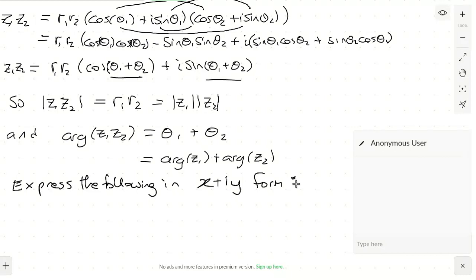I'm going to try and do this as quickly as possible. We've got root 6 cos pi over 3, oh, not plus but minus, because I'm doing a difficult one, minus i sine pi over 3. And then I'm going to times that by root 3, and then I've got cos pi over 3 plus i sine pi over 3.